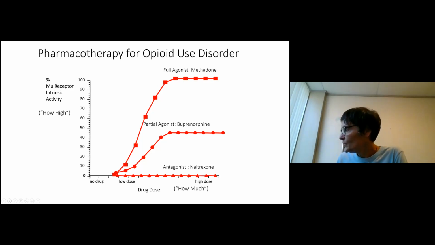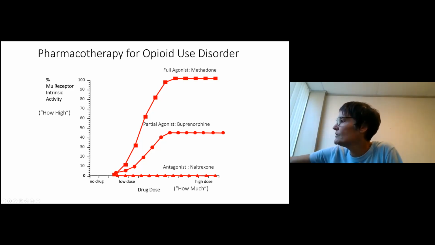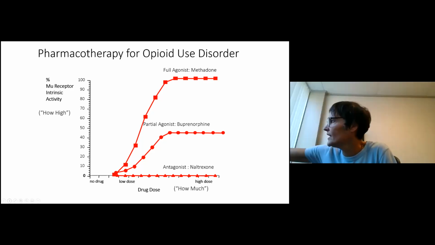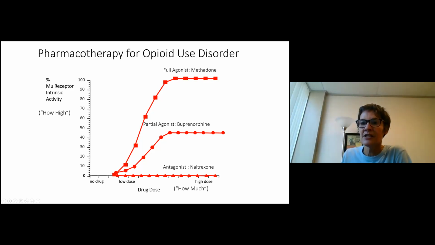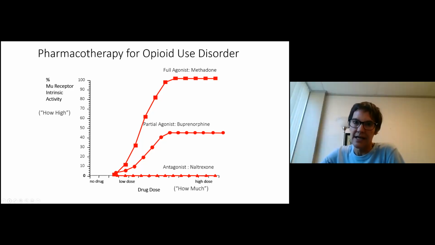Going back to the full agonist, if you look at methadone or heroin or morphine, any of the full agonists, the higher the dose on the horizontal, the higher the effect, until you get to that top line where it flattens, and that's really death. So basically, you can continue to take it and get more and more effect until you die.